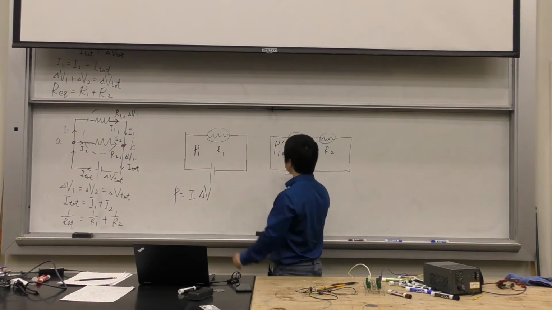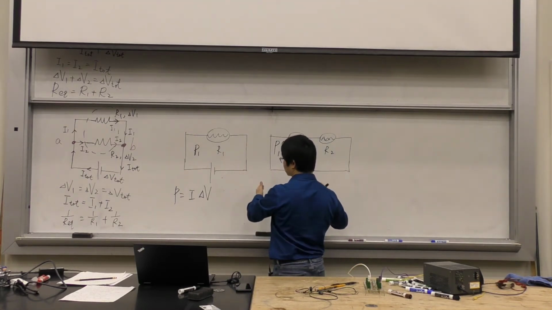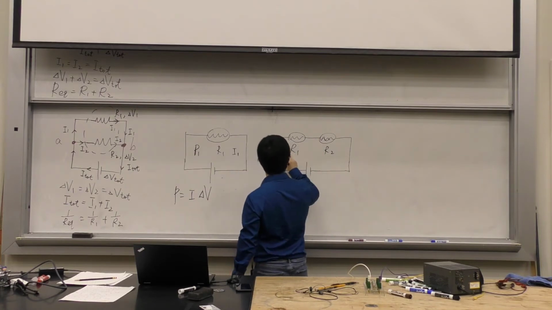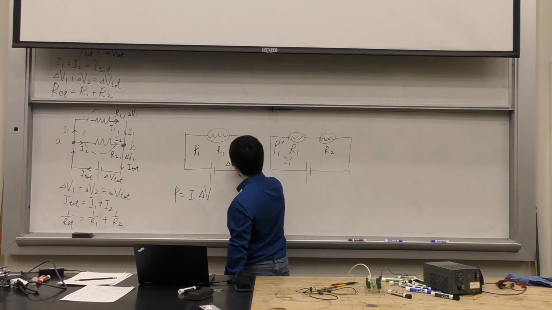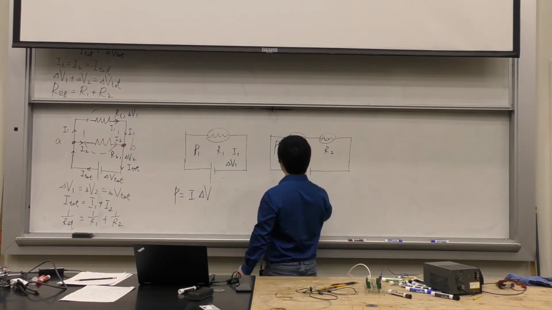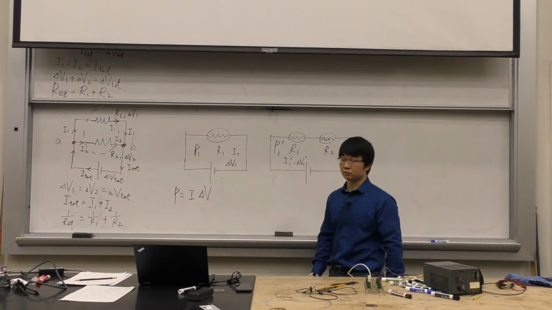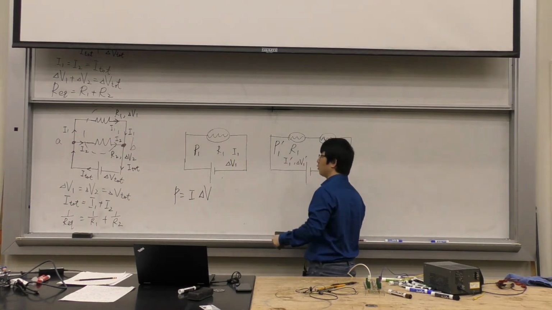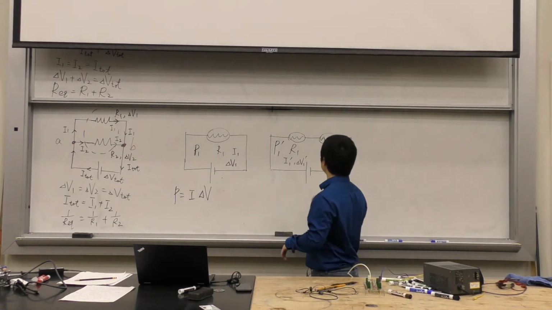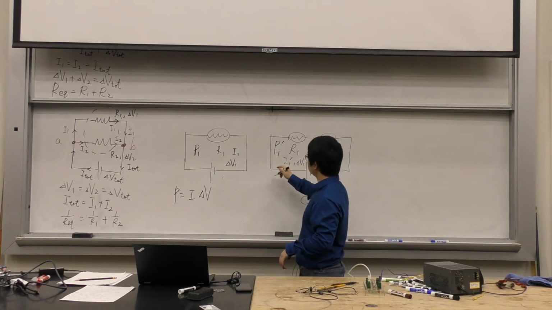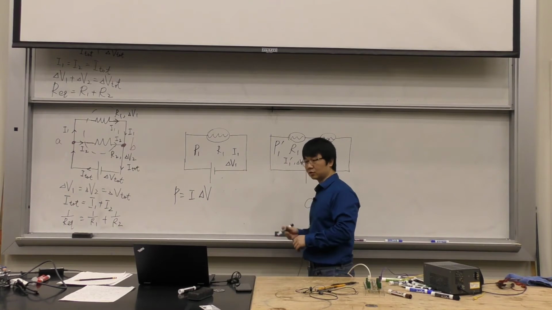If I connect this R1 in these two different circuits, I can compare this I1 with this I1 prime, and then V1 with this V1 prime, then I know how the power changes, right? For example, if both of these two guys are smaller than these two guys, okay, the power is gonna go down in this circuit. If both of them go up, okay, that means the power is gonna go up, it's gonna get brighter in this circuit, okay?